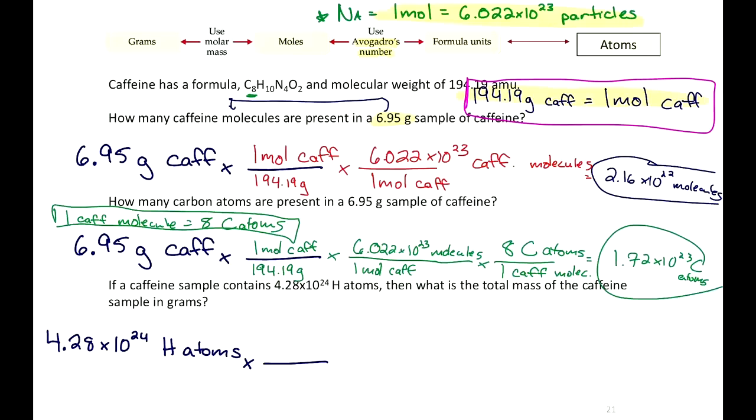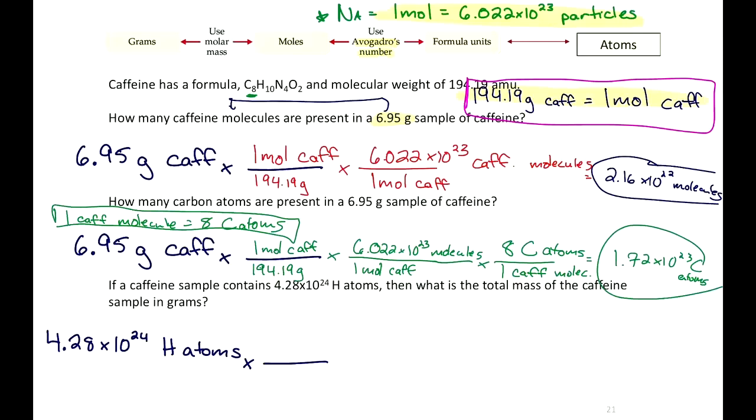In this example, I'm telling you how many tires I have, and I want you to tell me how many cars, or what's the mass of cars that I have. So if I have 20 tires, how many cars do I have?